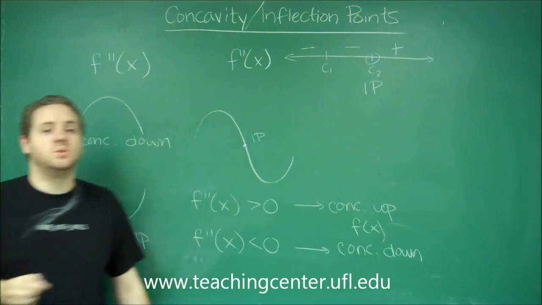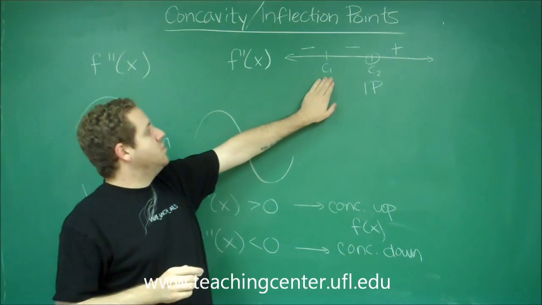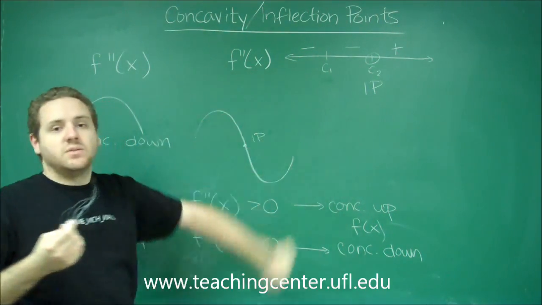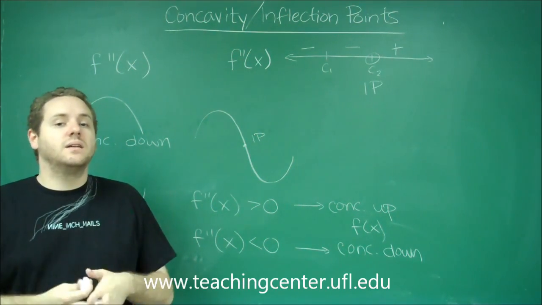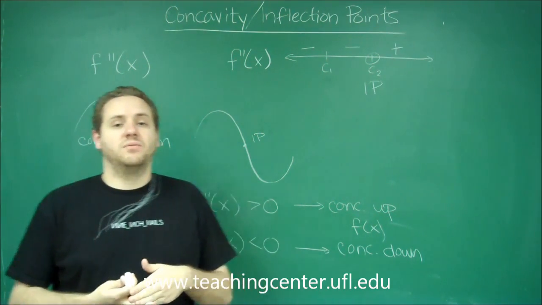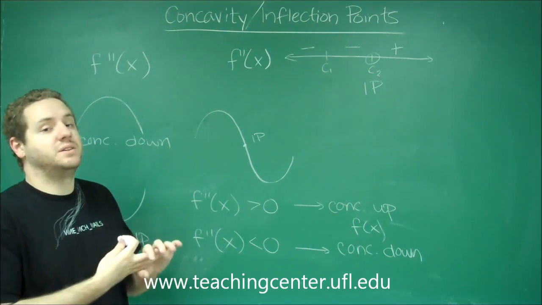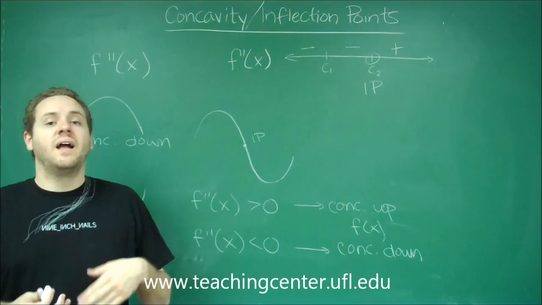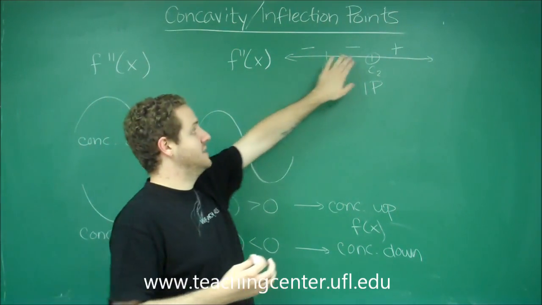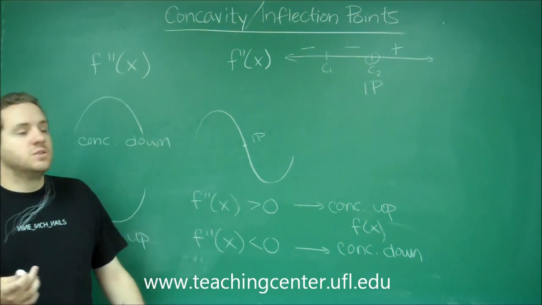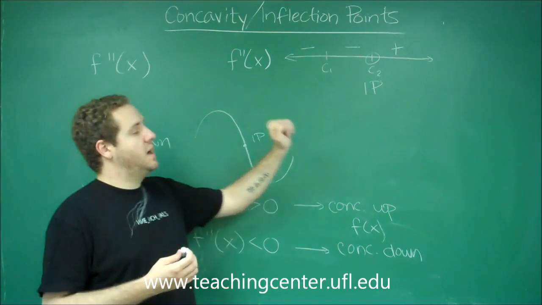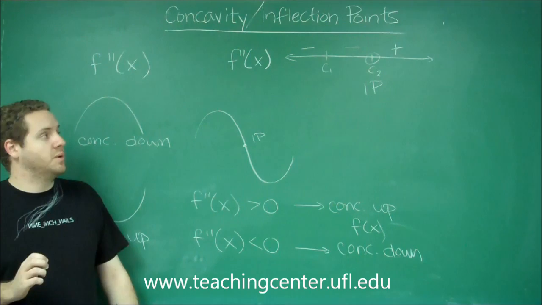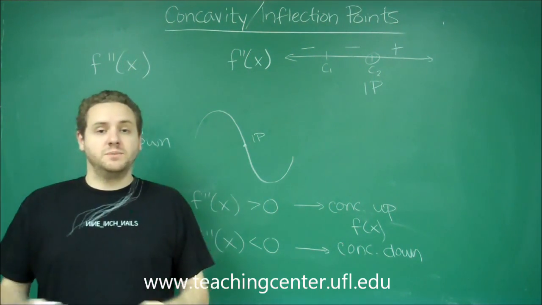You only have an inflection point right there at C2, even if C1, this first critical number of the second derivative, makes the second derivative 0. It's not that it has to be 0 to make it an inflection point, it's that it has to change concavity. So it's very possible that your second derivative could be 0 at a point and that not be an inflection point because it doesn't actually change concavity. So you have to make sure to draw your number line using your second derivative's critical numbers in order to find the inflection points of a function.